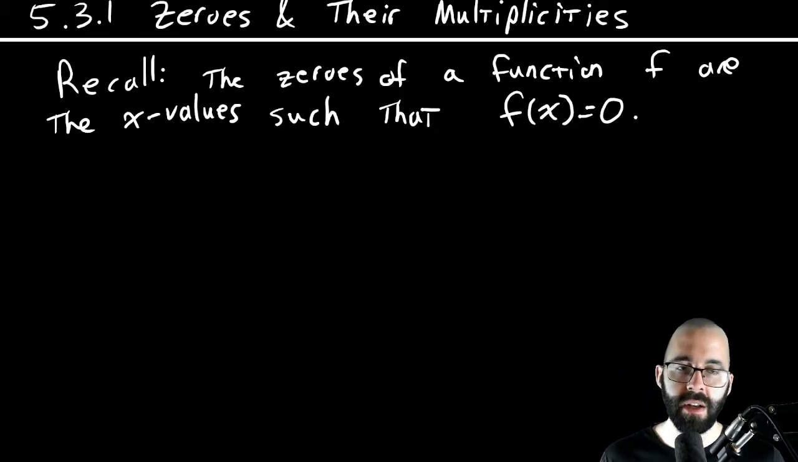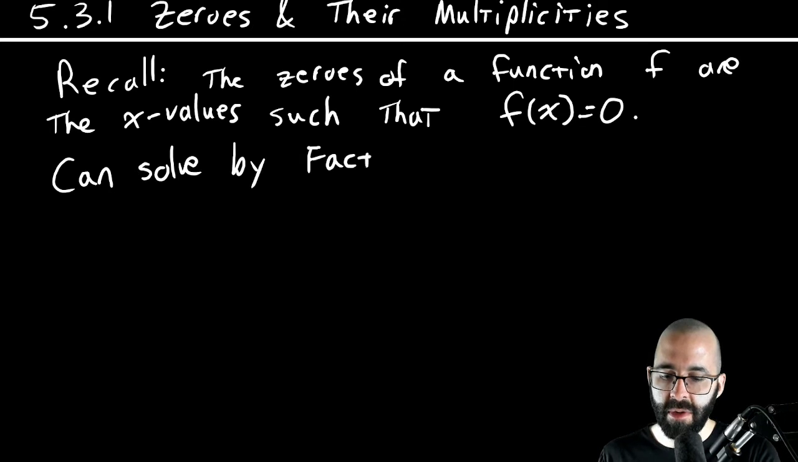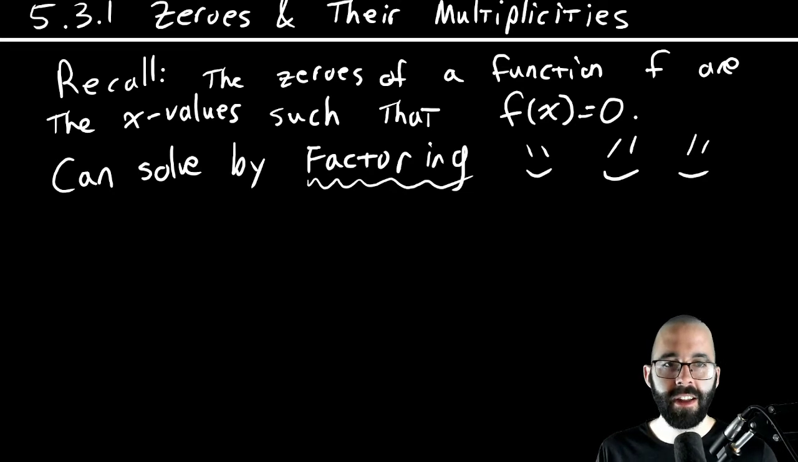Y-intercept is when x equals 0, x-intercept is when y equals 0. These are the x-intercepts. Okay, and we can solve these. We can solve this question by everyone's favorite method, capital F for fun. Can solve by factoring. Woohoo! Look at all these smiley, happy faces. This person is looking the other way because they're excited.